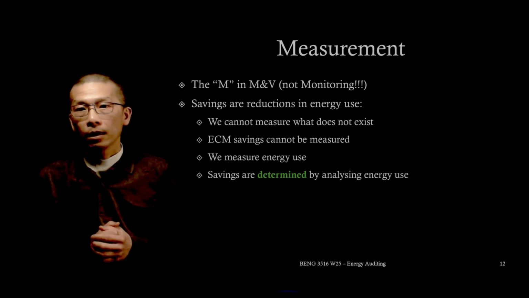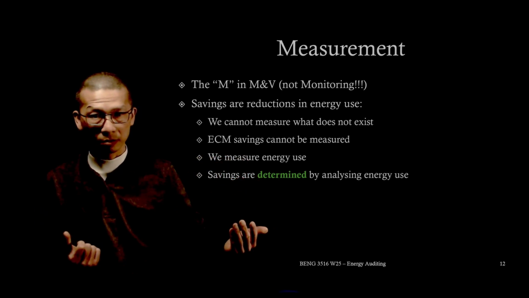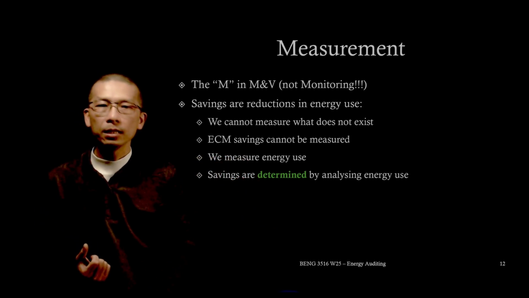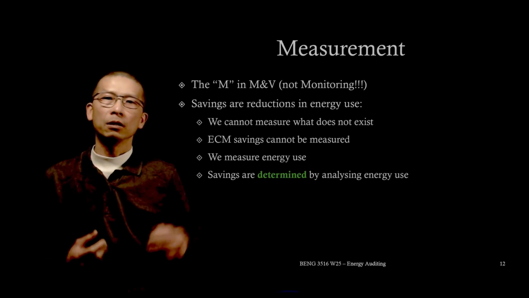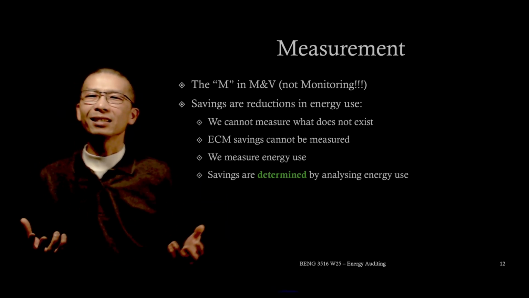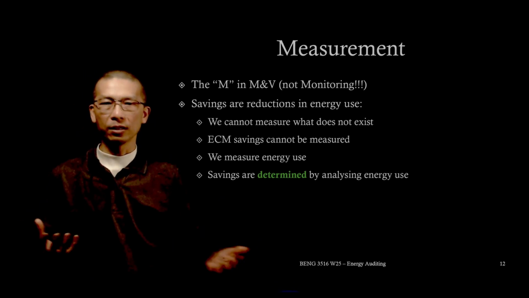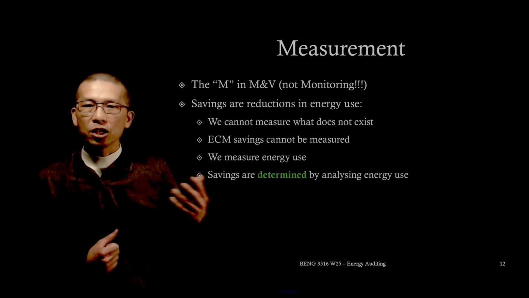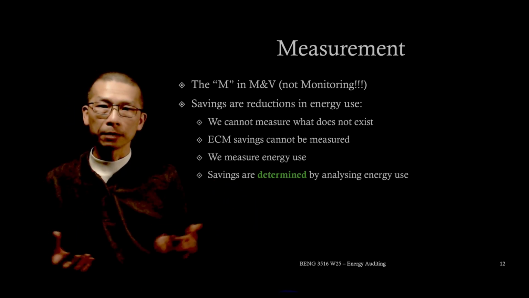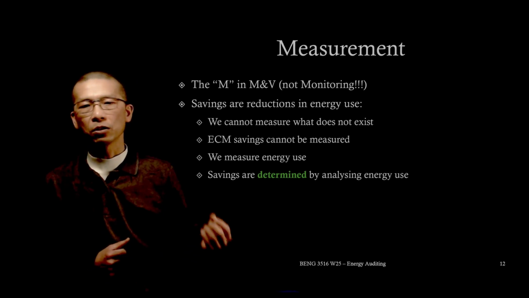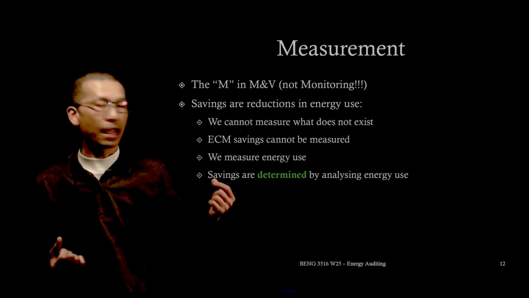Right? Now, how are savings determined? We talk about the difference between two scenarios. The measured energy consumption, like kilowatt hours or BTUs, before and after ECM implementation, adjusted for external factors such as weather, occupancy, production level, etc. Use statistical and engineering analysis methods to calculate the difference, right? And this distinction is critical in MMV. We don't measure savings directly. We measure energy use and analyze the difference.